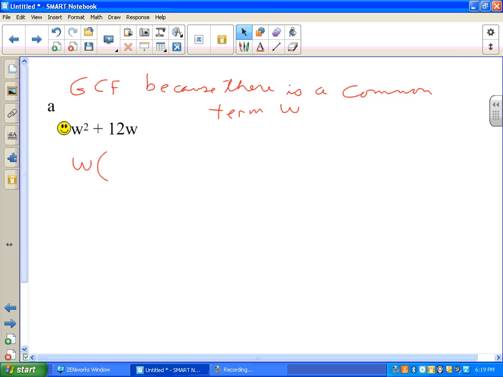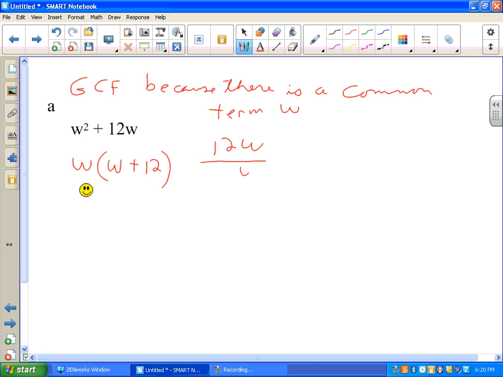There's not a number, a leading coefficient with w squared, but there is with 12w. So we can't put a number here because there's no leading coefficient there. No leading number, so we can't have a leading number there. Now I ask myself, w squared divided by w is w. Bring down the operation. 12w divided by w is 12.